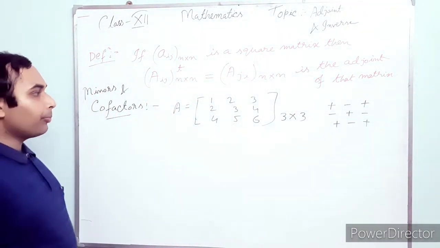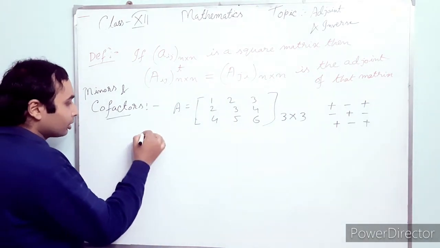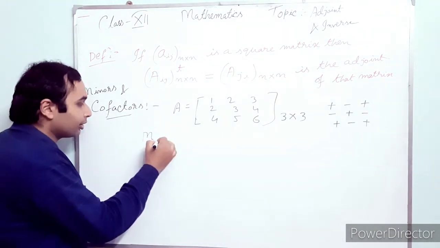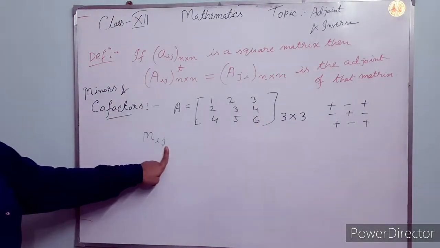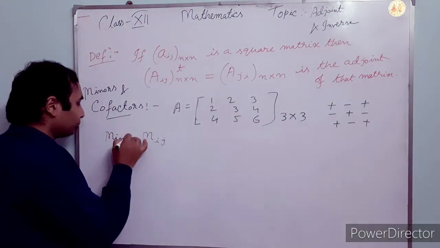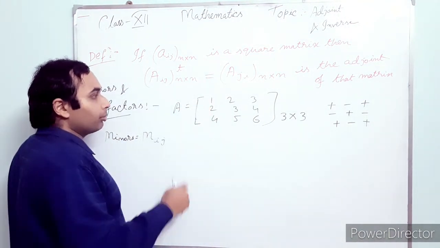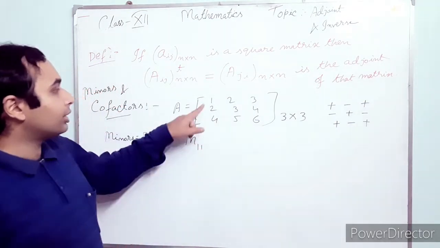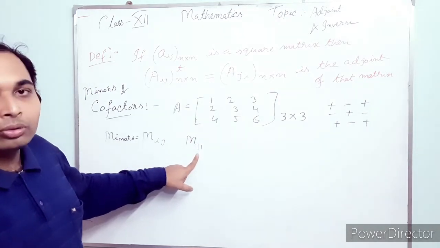I will say it later. First of all, the minors. What are the minors? Minors are denoted as Mij, where i is the row and j is the column. So Mij are the minors. If I take this number, it is M11, because this is at the first row and the first column, so it is M11.